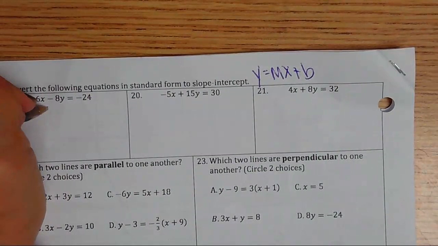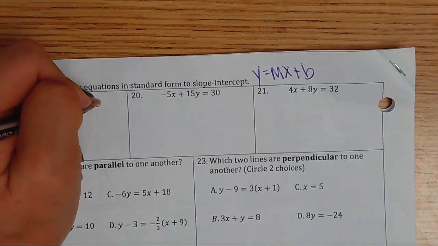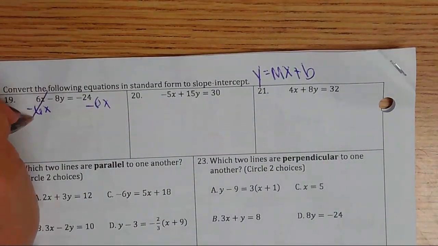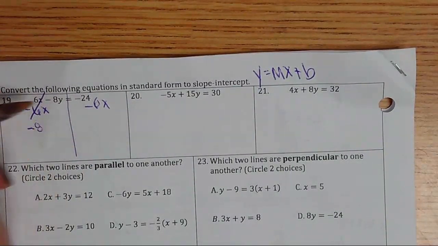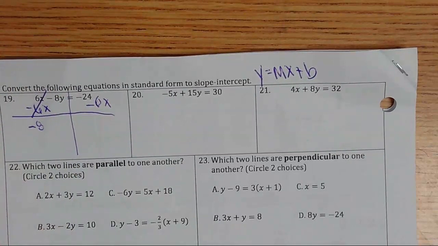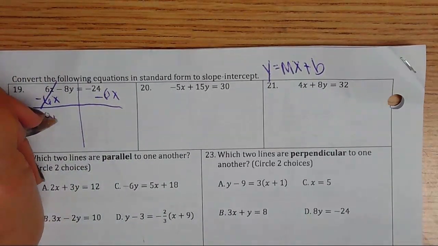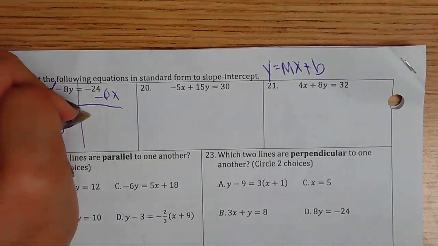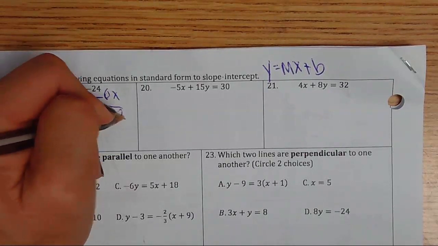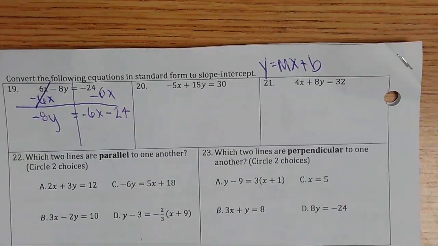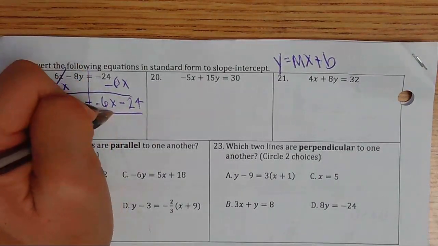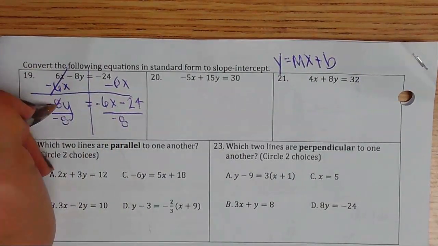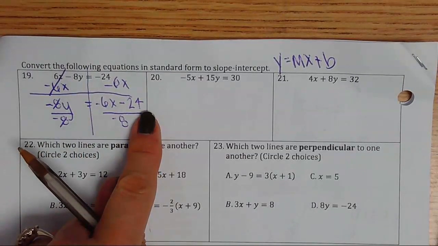I'm going to subtract 6x, subtract 6x, and I'm going to have negative 8y. Here, I'll go ahead and do it there. That might make a little bit more sense. Negative 8y equals negative 6x minus 24. Okay, so when we were working through that slide thing, one of the mistakes you guys were making was not dividing it by both of these terms.